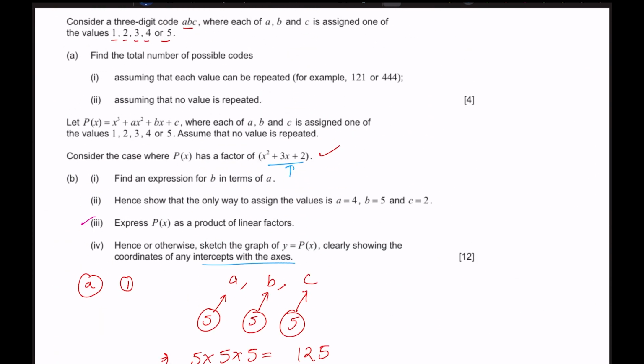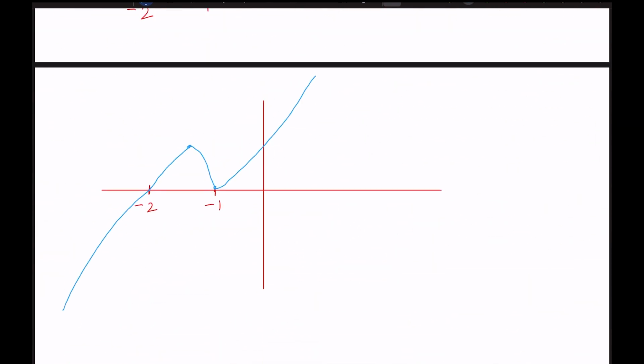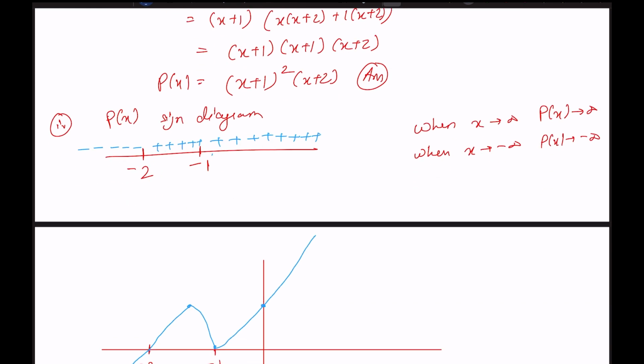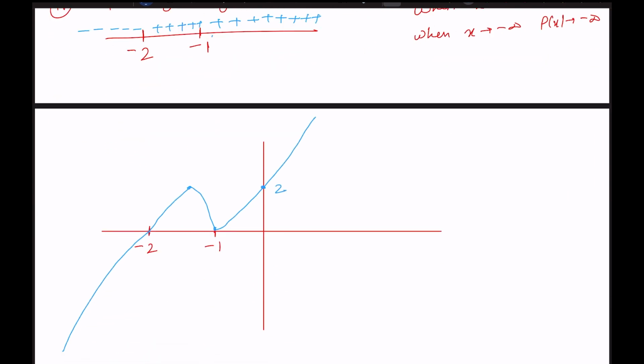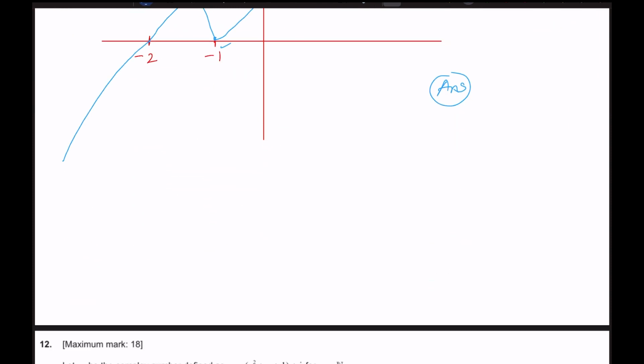And we have to show the intercept with the axis. The x-intercepts are shown here. We have to find the y-intercept. So what's the value of y when x equals 0? If I put x equals 0 in p(x), I'll get the value of p(0) as 2. So this intercept would be 2. That is the overall curve here. We see that the local minimum of this curve occurs at minus 1, and the local maximum will be somewhere between minus 2 and minus 1, which we can derive using calculus, but it's not required in this question. So this will be the answer to question 11.